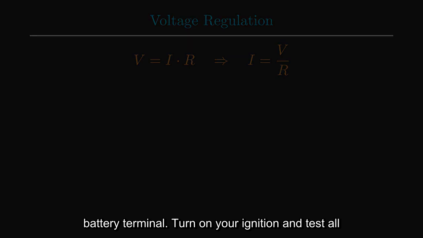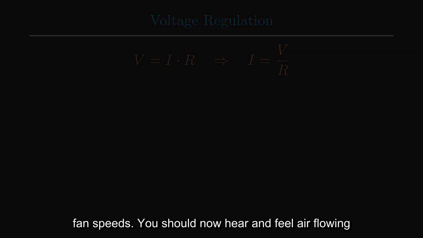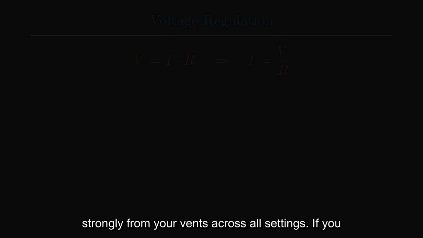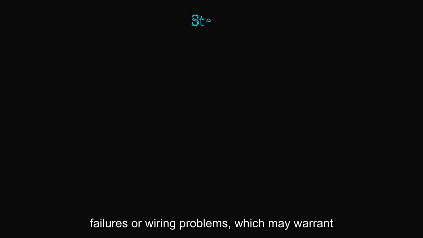Turn on your ignition and test all fan speeds. You should now hear and feel air flowing strongly from your vents across all settings. If you still encounter issues, double-check all connections and make sure you've used the correct parts. If the problem persists after verifying your work, it might be time to consider other, more complex issues within your HVAC system, such as control panel failures or wiring problems, which may warrant professional attention.